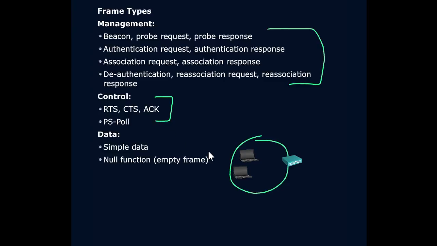Then we have what are called control plane pieces of data. These frames are not involved in the setup, but these are a part of the ongoing process of communication. Things like clear to send or request to send messages, or the acknowledgement that happens in response to a particular frame being received so that we can move forward. The PS poll is another one.